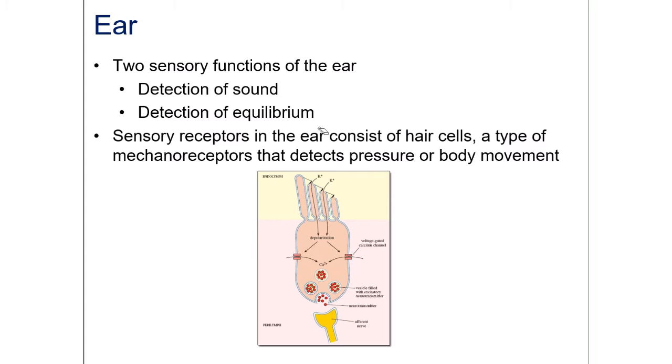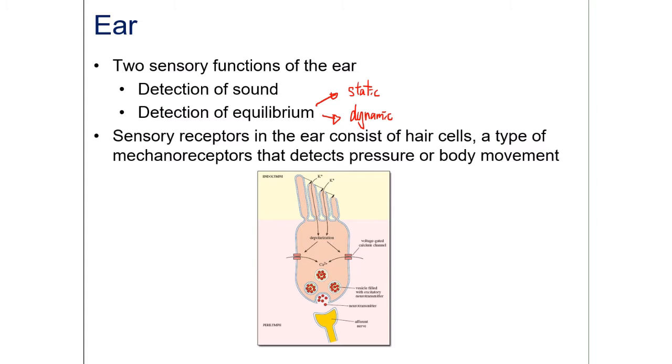So there are two types of equilibrium when we talk about the body. There is static equilibrium, so that would be like standing still, not moving, and not falling over. That would be a type of static equilibrium. And then there is another type called dynamic equilibrium. So that's when you're moving at a constant speed.